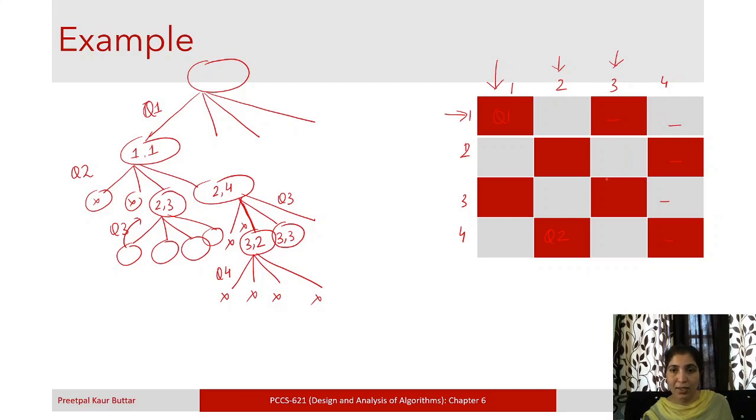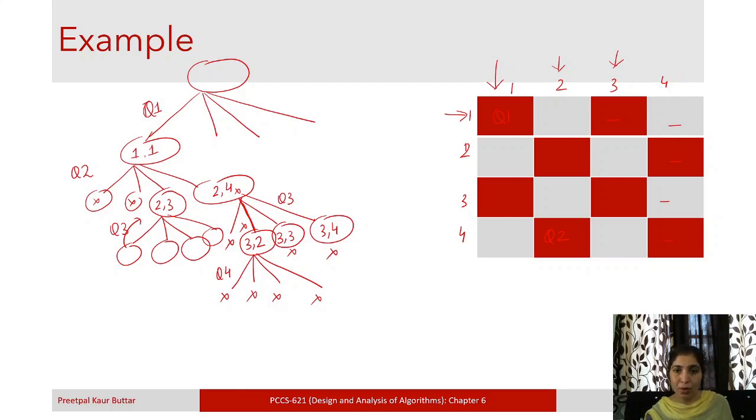We try to place queen 3 at location 3, but now it is clashing with queen 1, so again this is not a feasible solution. Now let's try the next option, which is placing queen 3 in row 4. If we do this, it is clashing with queen 2, so again this is not a feasible solution. So all these options are not giving us a feasible solution, so we have to backtrack to 2 comma 4. 2 comma 4 is not giving us a feasible solution, so from here we backtrack to 1 comma 1.